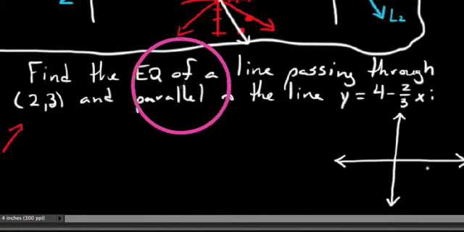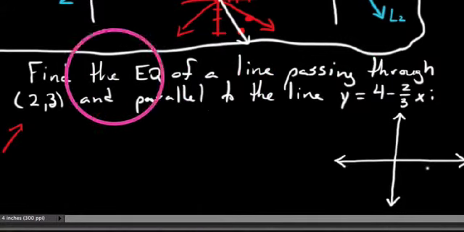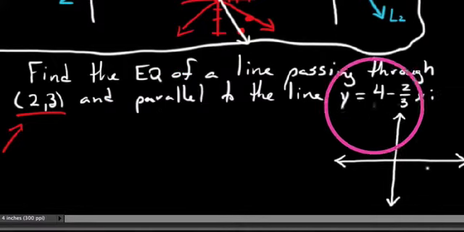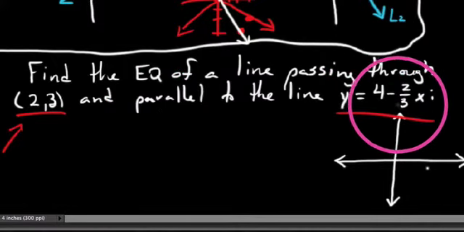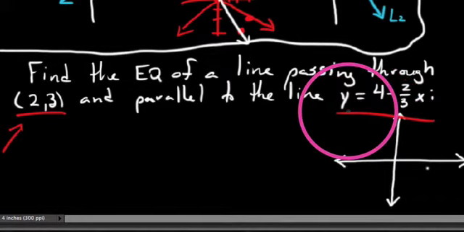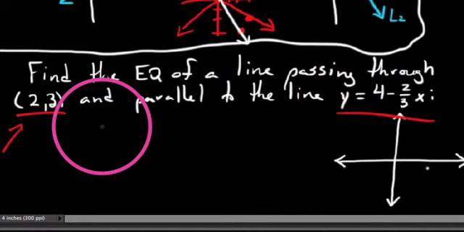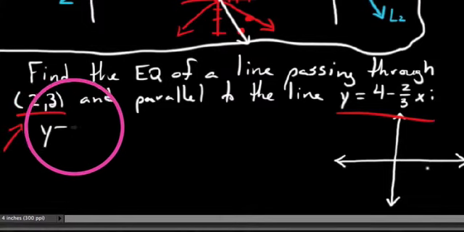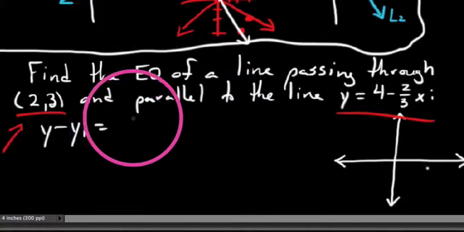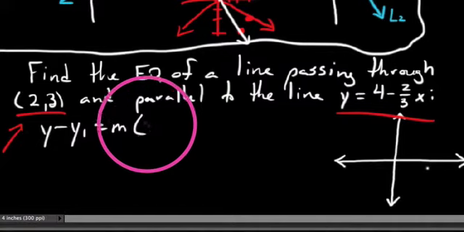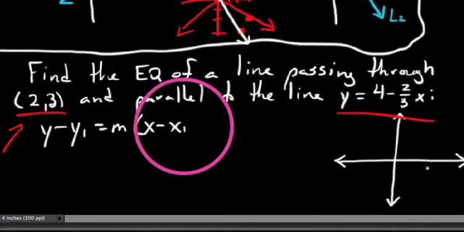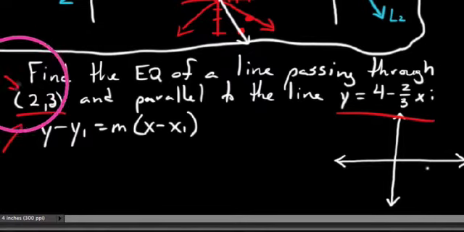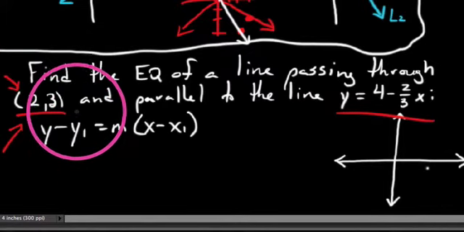We say, okay, we would like to find the equation of a line passing through this point here, 2, 3, but we want it to be parallel to the line y equals 4 minus 2/3 x. Okay, what I'm going to start by saying is this. Recall that when you're finding the equation of a line, we're going to be using this formula called point slope formula. Remember, we called it point slope formula because we need a point, which we have, a point on the line, 2, 3. We also need a slope.